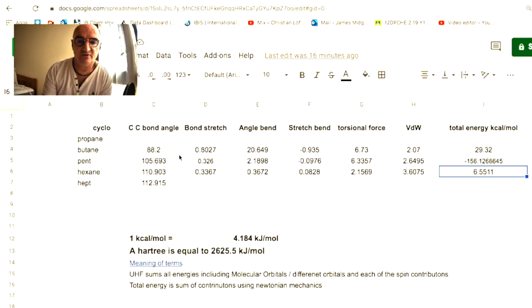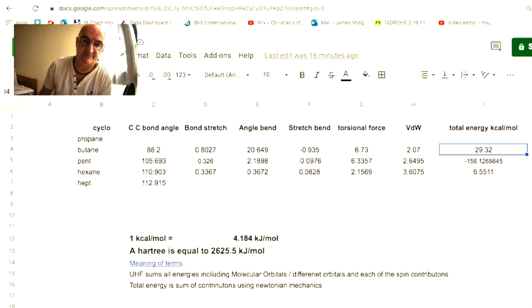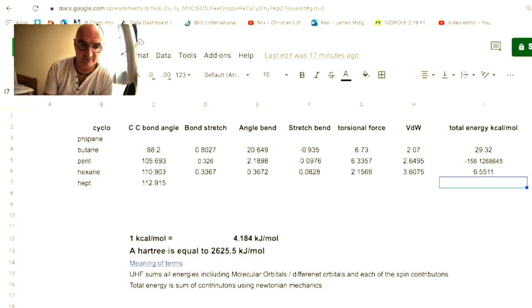Okay, so all these are calculations using Newtonian mechanics to work out the total energy of the molecule. When I'm looking at bond stretch, angle bend, stretch bend and torsional force, we approximate to infrared spectroscopy and the bending and stretching within a molecule as it's vibrating around, at any temperature above absolute zero. The van der Waals forces, I'll explain those shortly, giving the total energy of the molecule.